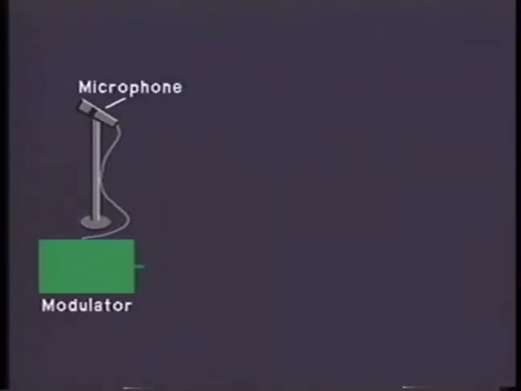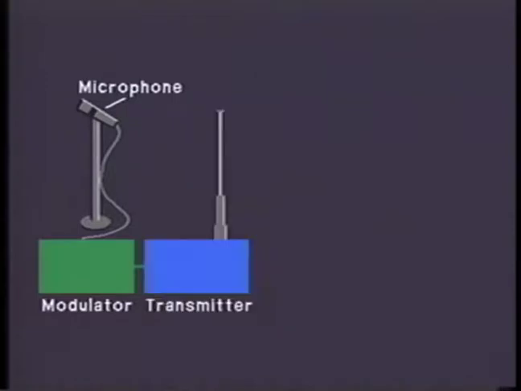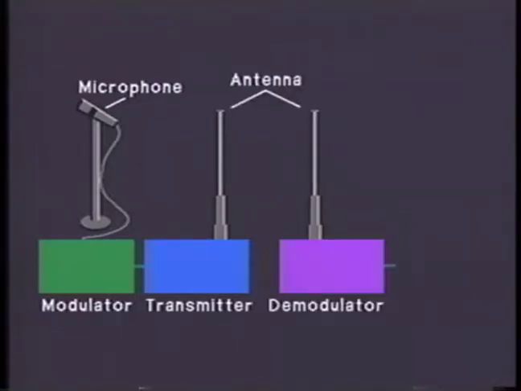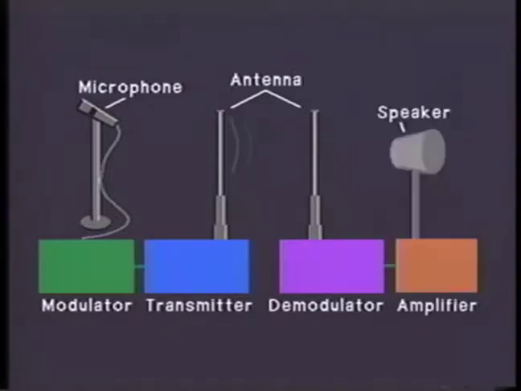A microphone creates an electrical signal from the announcer's voice. This electrical signal is called the information signal. A carrier signal is then modified using the information signal. This is the modulation step. Then the modulated carrier signal is transmitted through the air using electromagnetic waves. An antenna receives the electromagnetic waves and sends the electrical carrier to a demodulator. A demodulator recreates the information signal from the carrier signal. Then the information signal is amplified and converted back into sound by a speaker.